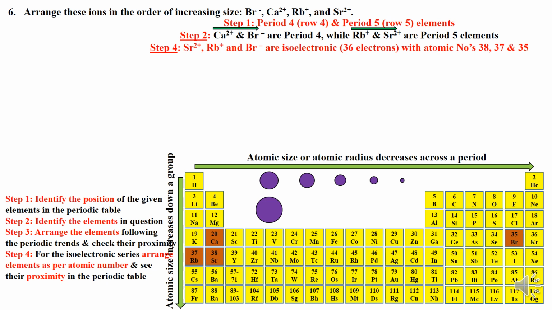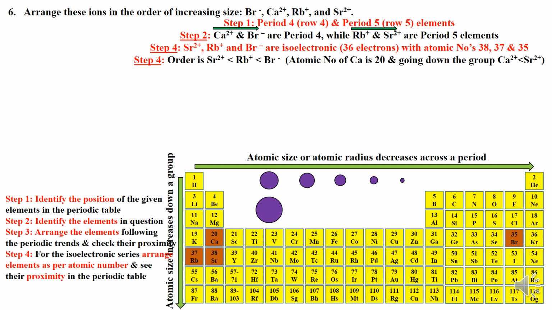So what is the element that is left over? It is calcium that is left over with atomic number 20. When you compare the atomic numbers, the atomic number of calcium is less than the rest of the 3 elements. So obviously it will be the smaller sized atom. Here it is given in the ionic form, that is calcium ion.